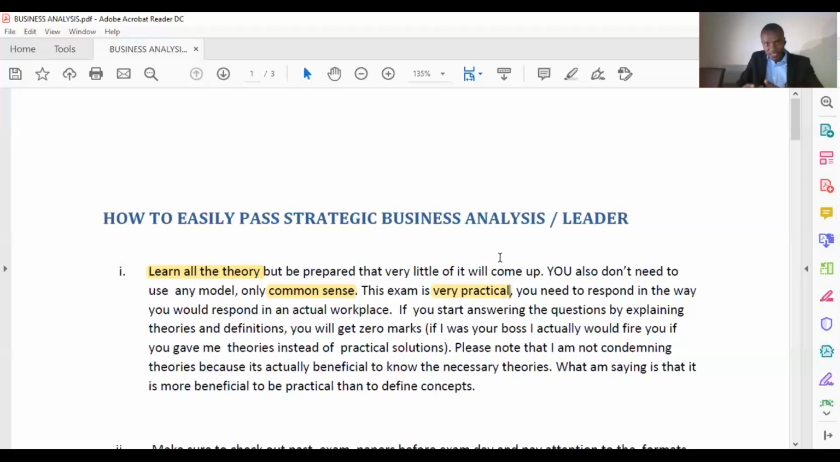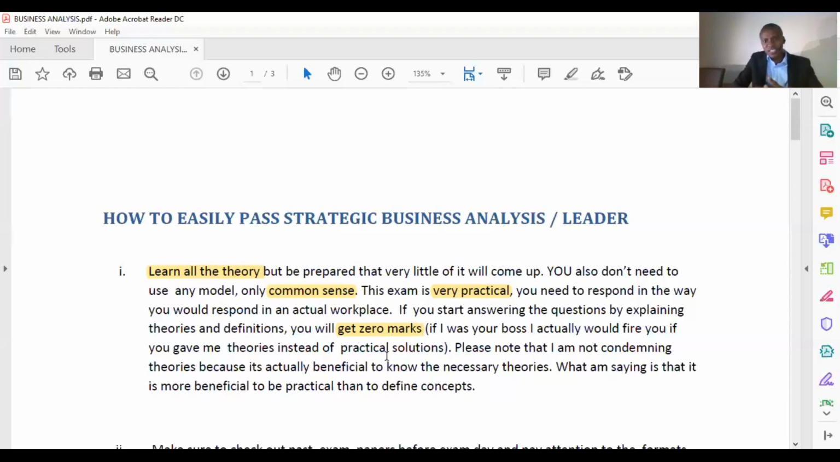Because if you are in this exam and you start answering questions by explaining theories and definitions, you will definitely get 0 marks. That's how easy it is to fail. Even though you properly explain a concept, you still get 0 marks. If I was your boss and I asked you a question at the place of work, and you began defining definitions and explaining theories, I definitely would fire you. Because what I want from you as your boss, when I ask you a question or pose a challenge, is a practical solution. And that's the mindset we want you to have in this particular exam.